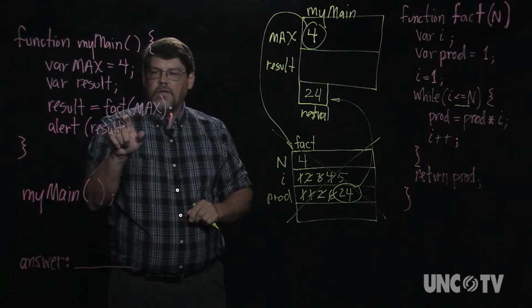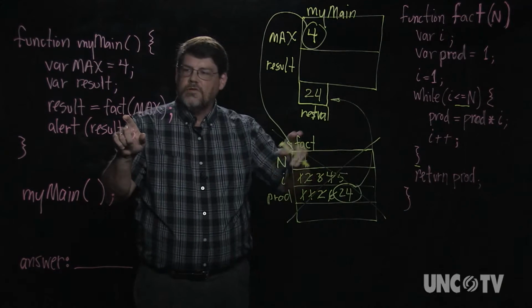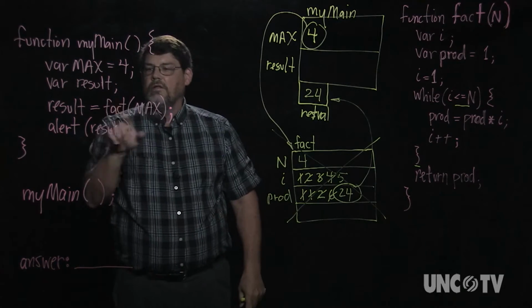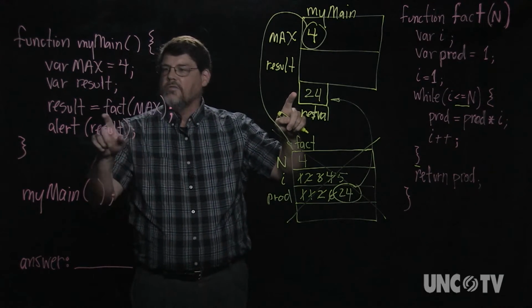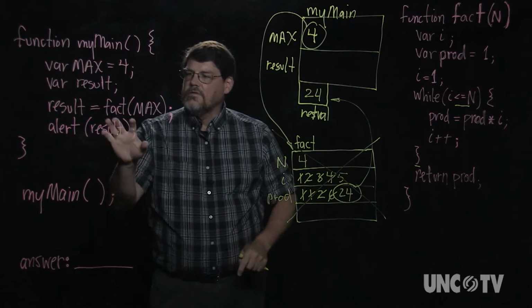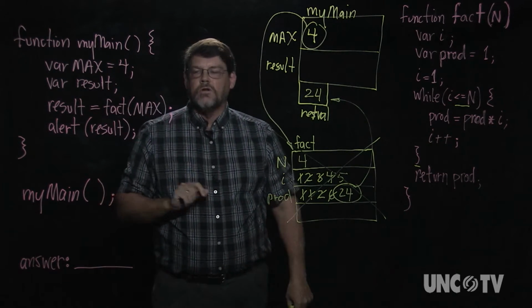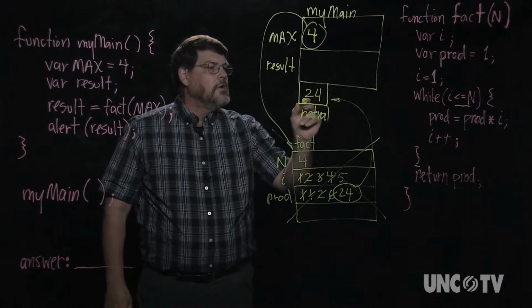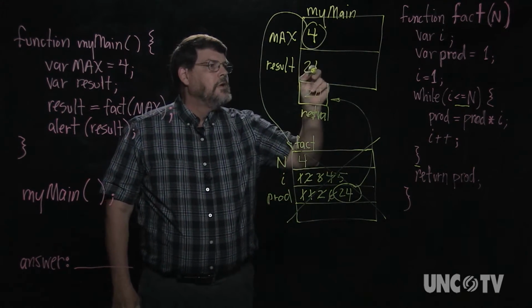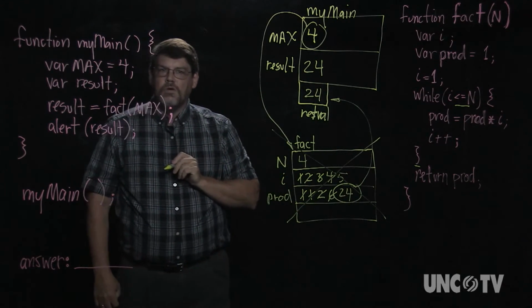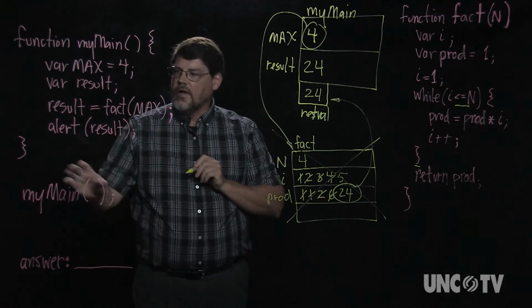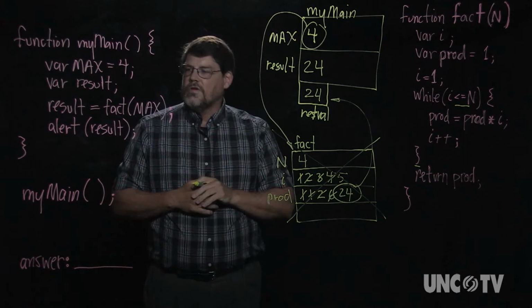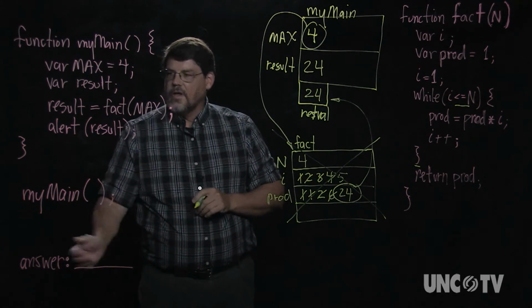We're at this point. Fact has been called. It was executed. It was executed on this value max. And it has now produced a value which is sitting over here in retval. And so the rest of this statement right here says, go get the value that comes back from that function and put it into the variable called result in the memory map for my main. So we take the 24 that's here and assign it to the variable result. That completes this line. And then the last line simply says, go look up the value that's stored in result, print it out, and so that's where we're going to get our answer from.